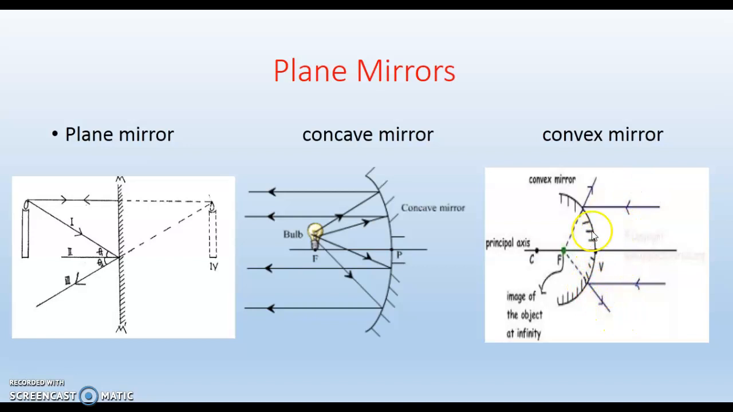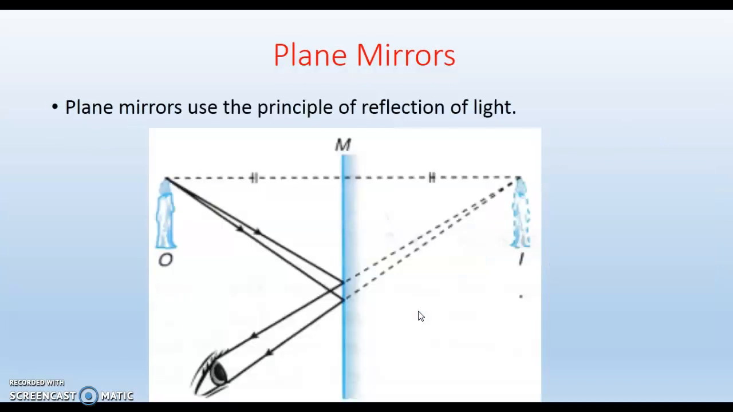So this one is used in car driving mirrors, and this one is used in car headlights. This one, because it diverts the rays, is able to cover a large area. It makes the image smaller, but this one converges, so it makes the image a little bit bigger. And this is our normal plane mirror. All right, let's continue.